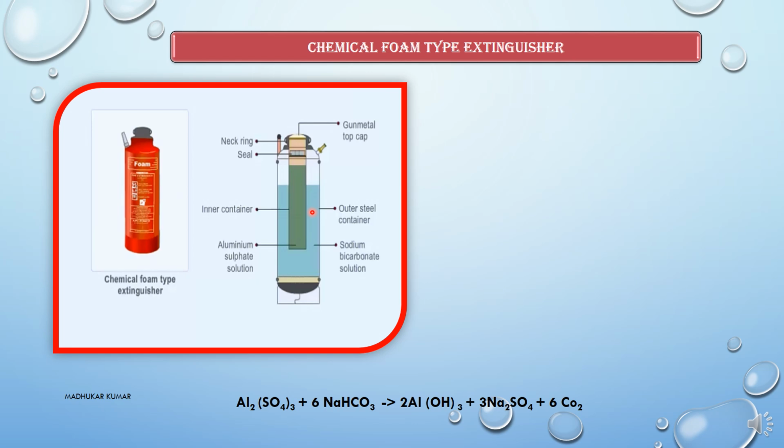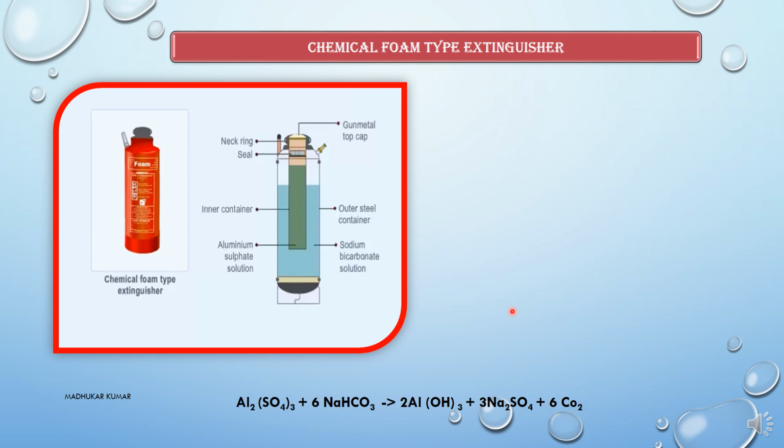Inner container and outer container, two containers are there. The inner container has aluminum sulfate solution, and the outer container has sodium bicarbonate. Internally they mix, and you get aluminum hydroxide and sodium sulfate, and you have the CO2 produced. So this is the main thing which we require.